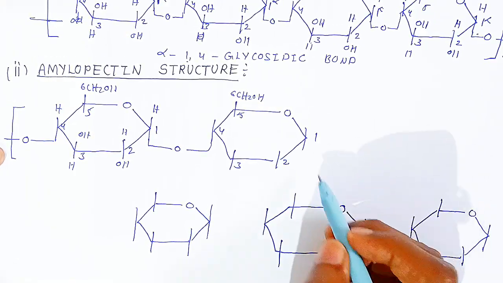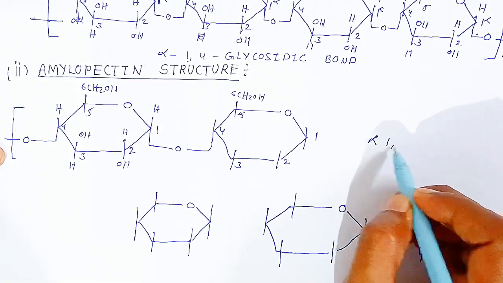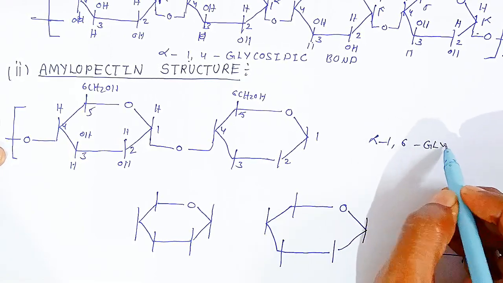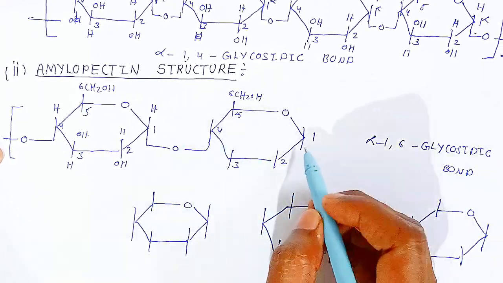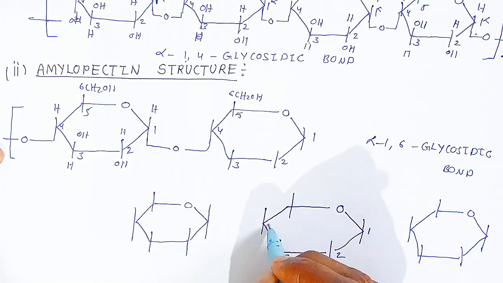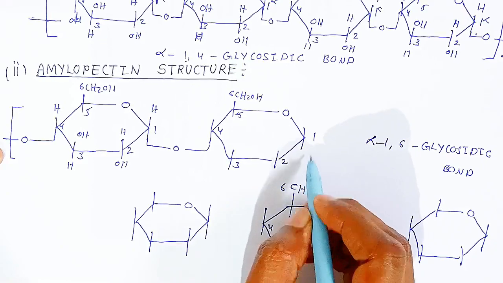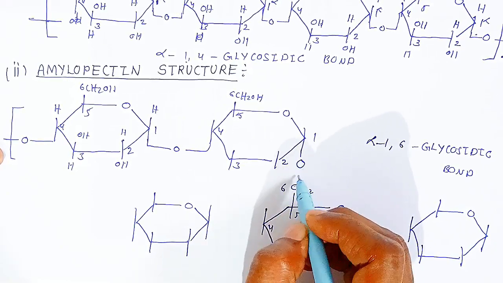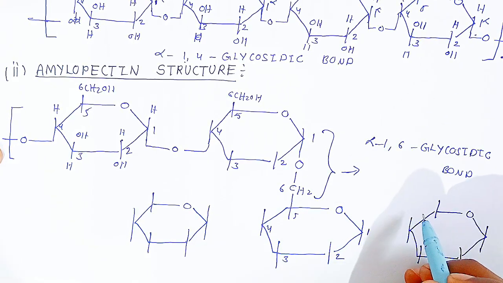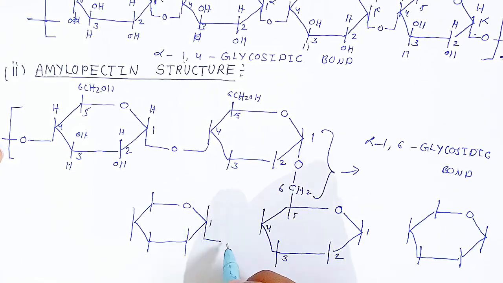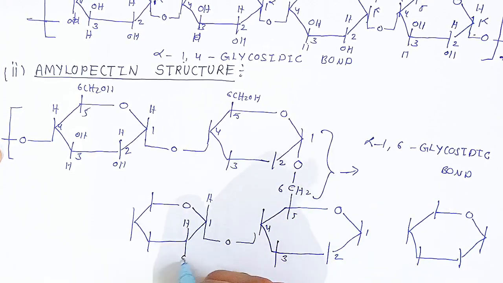Here, students, in carbon number 6, there is a presence of alpha 1,6 glycosidic bond. So students, this is the first series and this is the second series. This is carbon number 1, 2, 3, 4, 5, and this carbon, students, is carbon number 6, where it is connected by this carbon with an oxygen bond. Understanding? So that is why this is called alpha 1,6 glycosidic bond. And here 1,4 is present. This is carbon number 1. So 1,4 glycosidic bonds are present in this series. So this way, students, you can draw the structure.